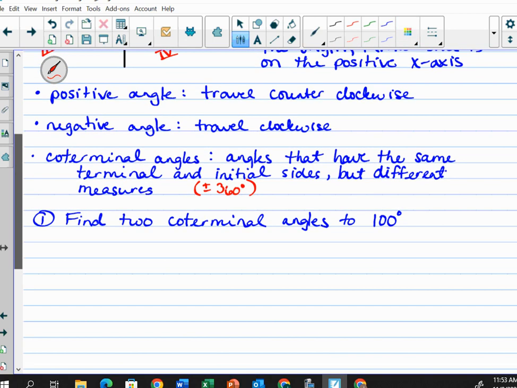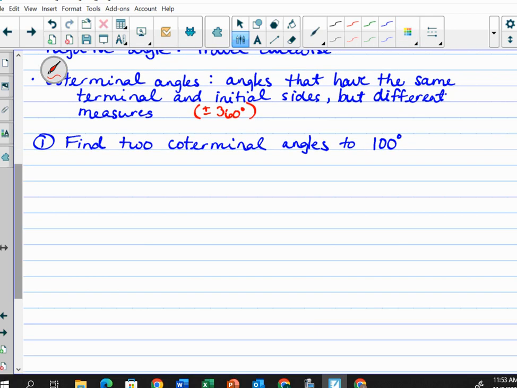I thought it only goes in 360. You can go over 360. That's what that spiral was. Negative 260.